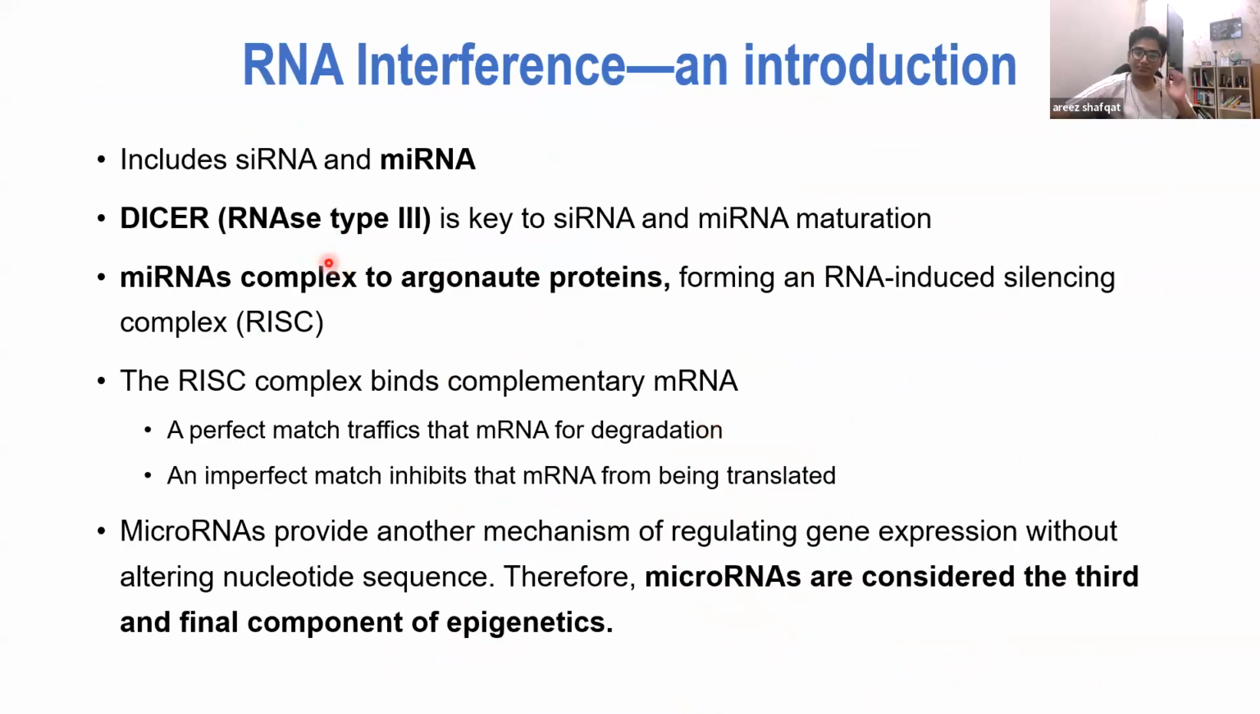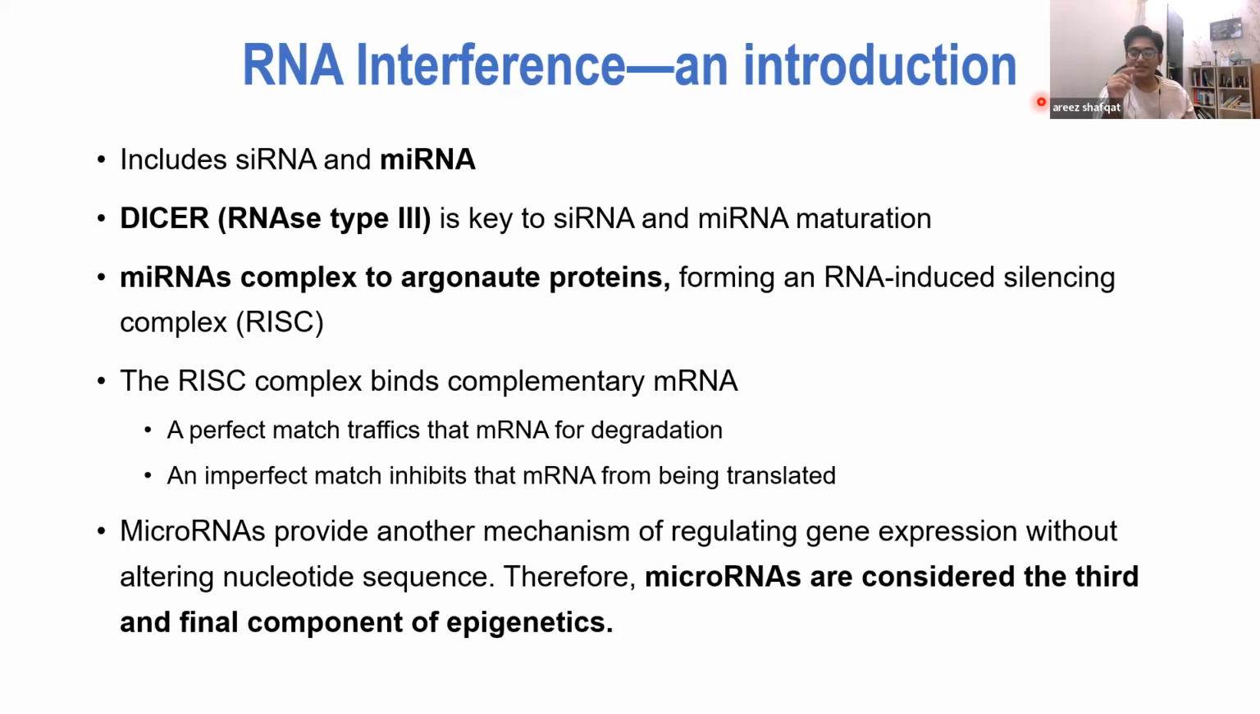So these microRNAs complex with Argonaute proteins to form a RISC complex. The RISC complex binds to complementary mRNA. A perfect match targets that mRNA for degradation. An imperfect match inhibits that mRNA from being translated. If you think about it, microRNAs give you a mechanism of regulating gene expression without specifically messing with the nucleotide sequence of the gene itself.